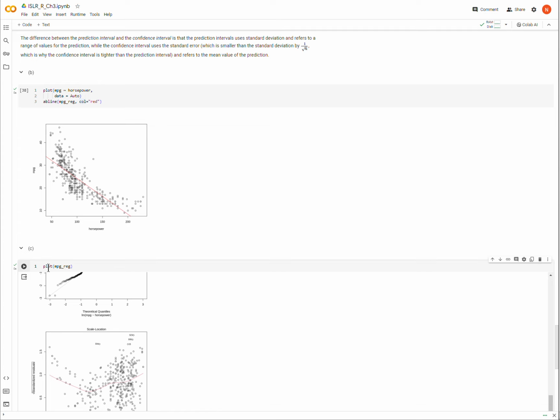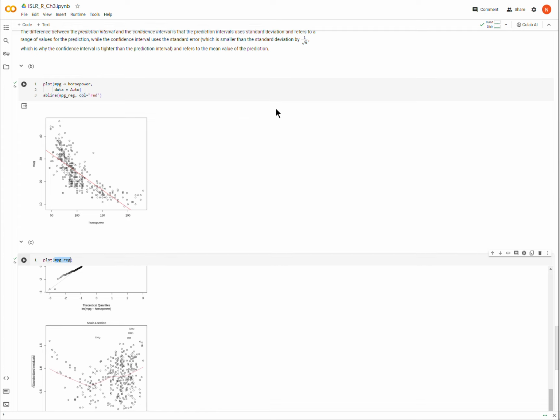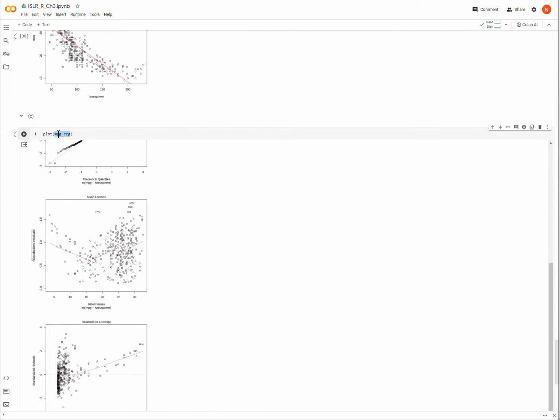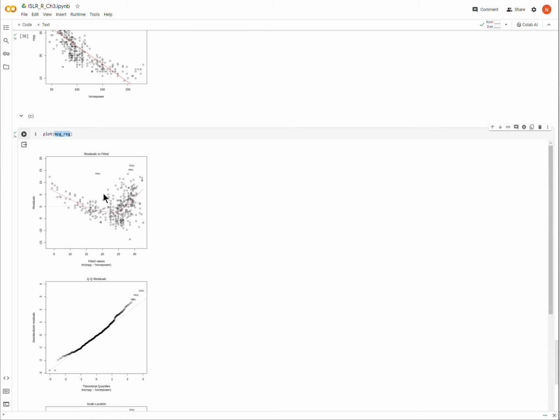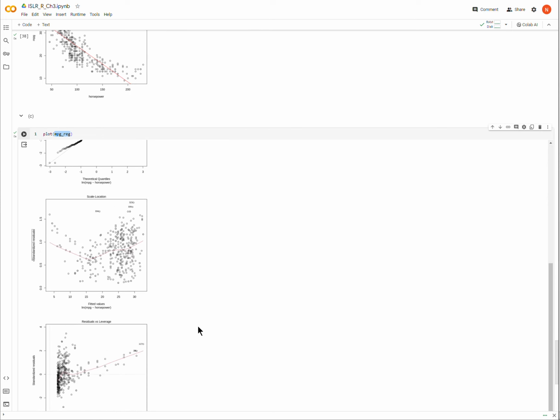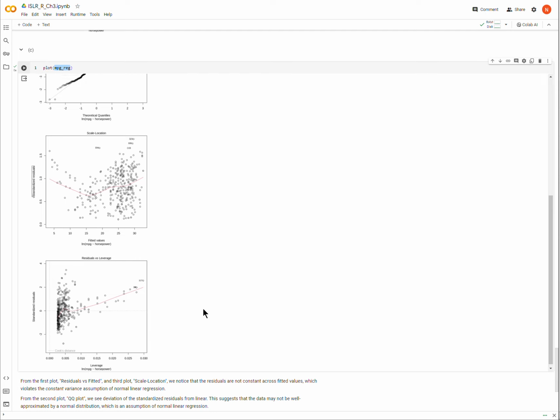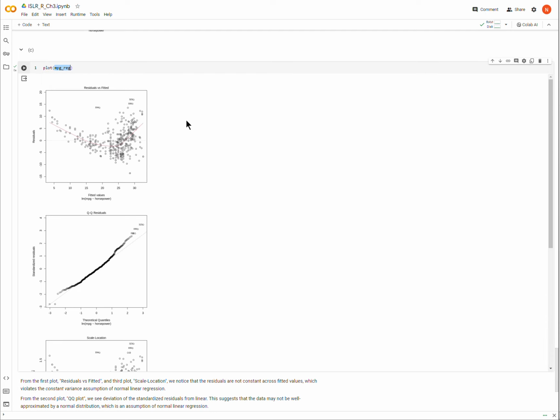I do that with the plot function, and I just plot the regression that I'm using, and I get a series of 4 plots here. They're all telling us something about the fit of the model. So let's go through these one at a time. There are other resources about this; this will be just a cursory overview.